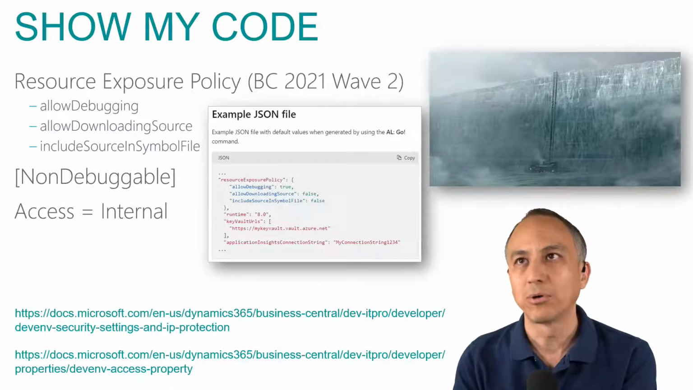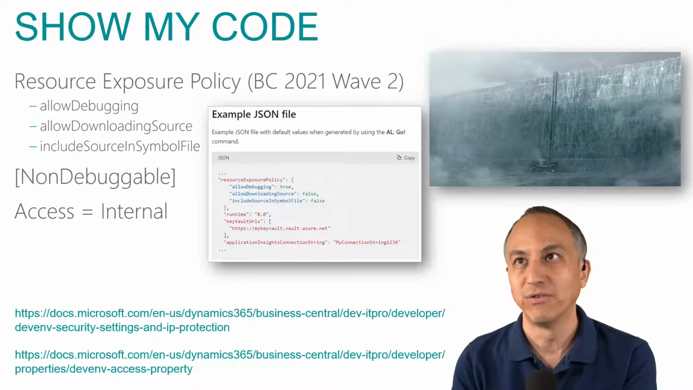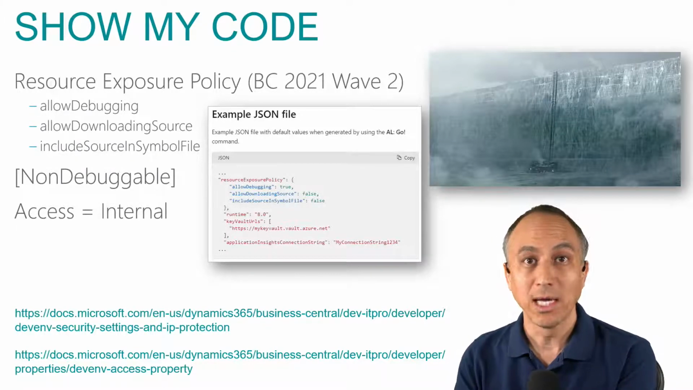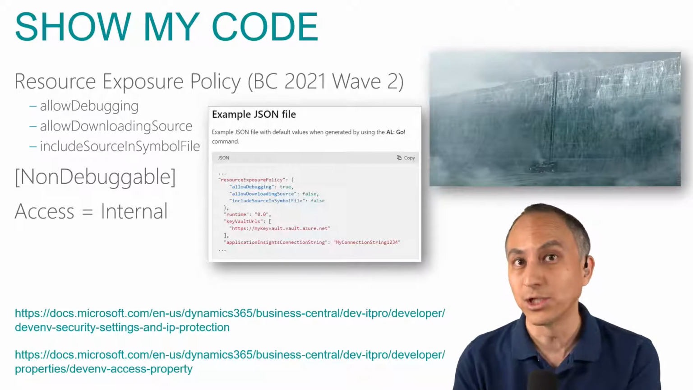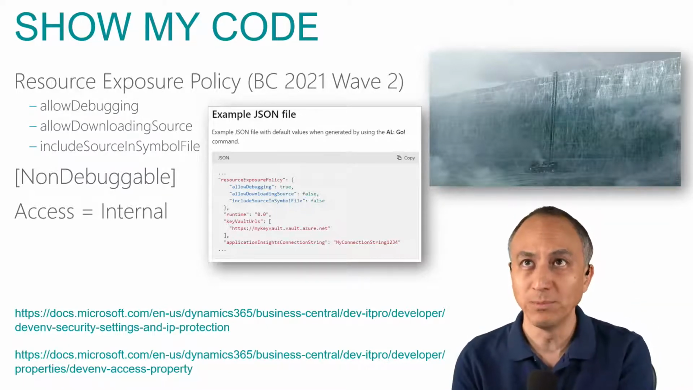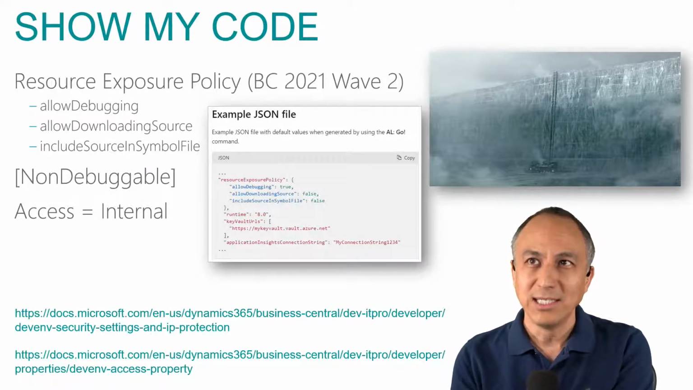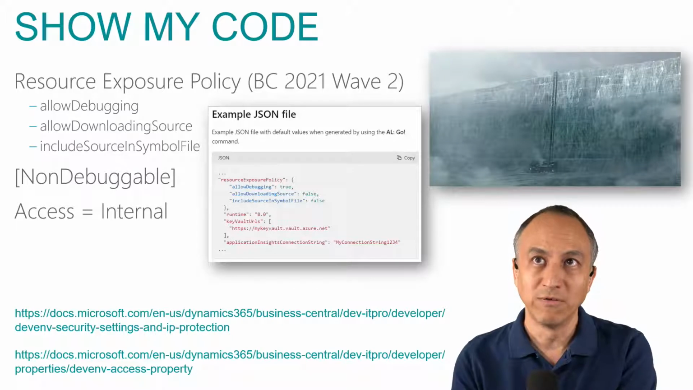And it has 3 properties: allow debugging, allow downloading source, include source and symbol file. And in our case, for our AppSource app, for our registration app for sure, we will be setting all these to false. And then there is additionally the non-debuggable flag.